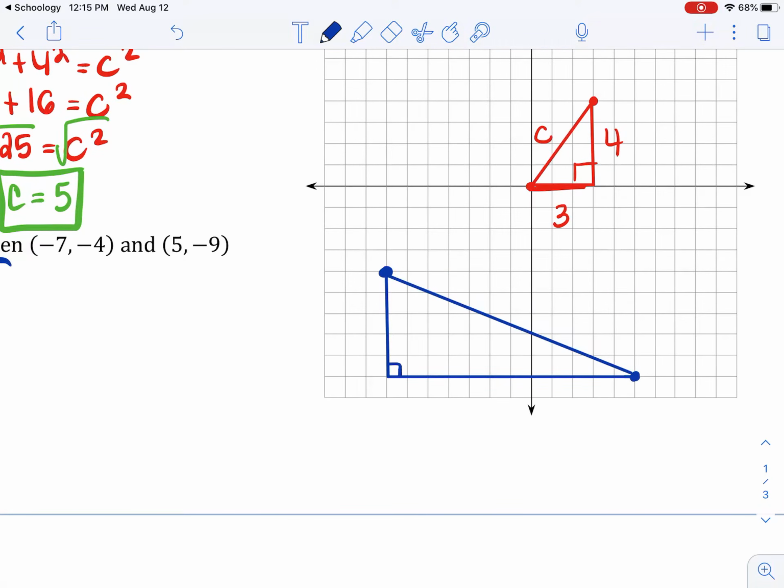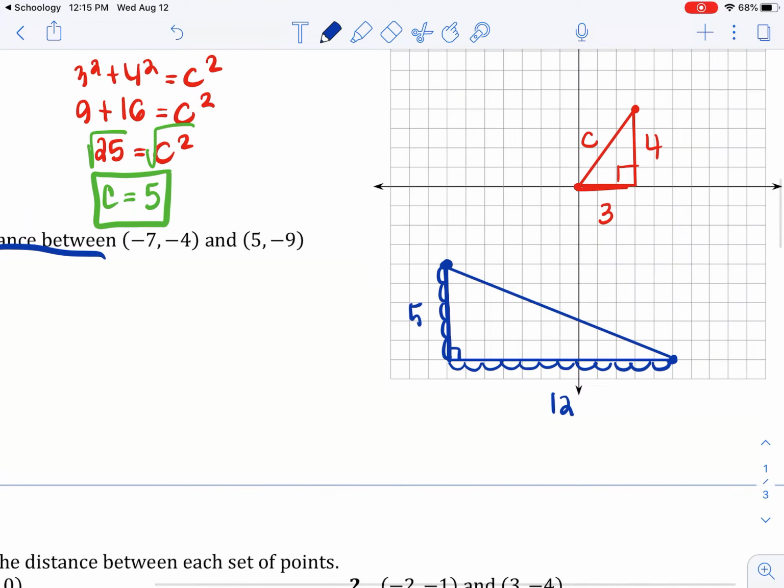Okay, so I'm going to look to see how long this is right here. Okay, I look at boxes. So notice 1, 2, 3, 4, 5. This is a length of 5. This horizontal distance, 1, 2, 3, 4, 5, 6, 7, 8, 9, 10, 11, 12. Notice I'm counting boxes and not tick marks.